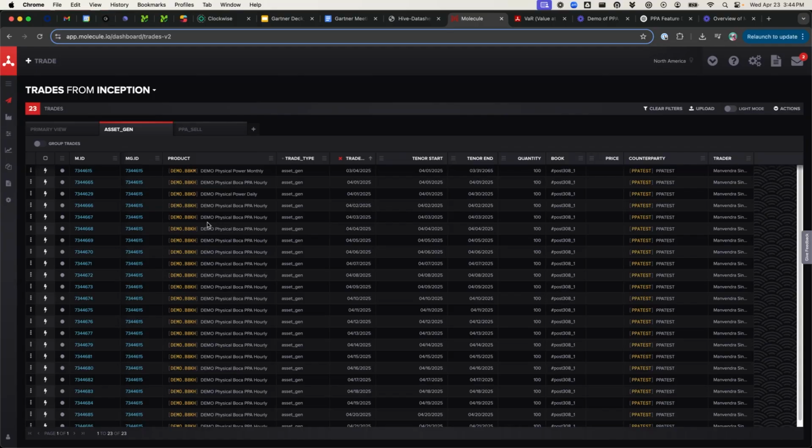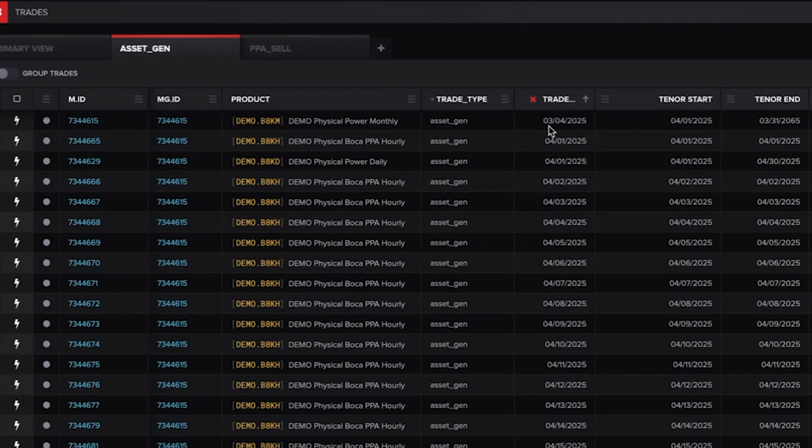Returning to the trade screen, we can now see the cascading that has happened for the first few months here. So this is starting in April 1st, and the trade date is March 4th. On April 1st, we get a new trade, which is our daily trade, that is the cascade from the monthly. And then on April 1st as well, we get a new trade, which is the hourly cascading.